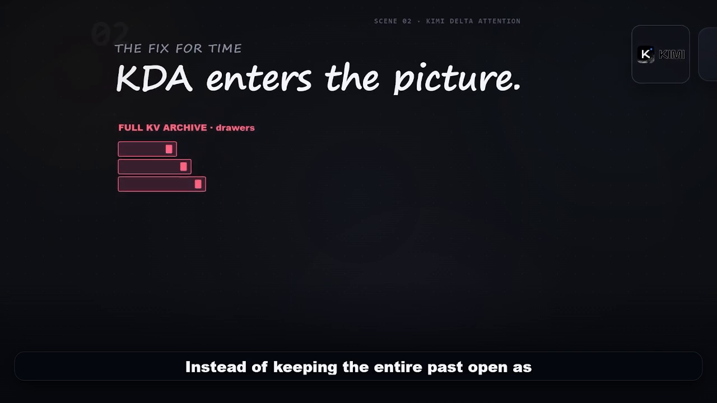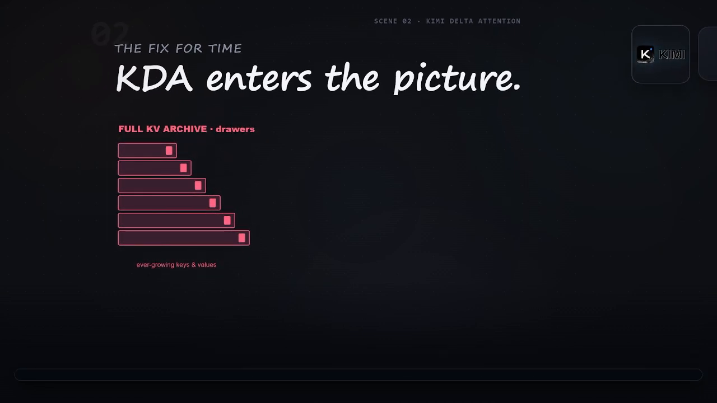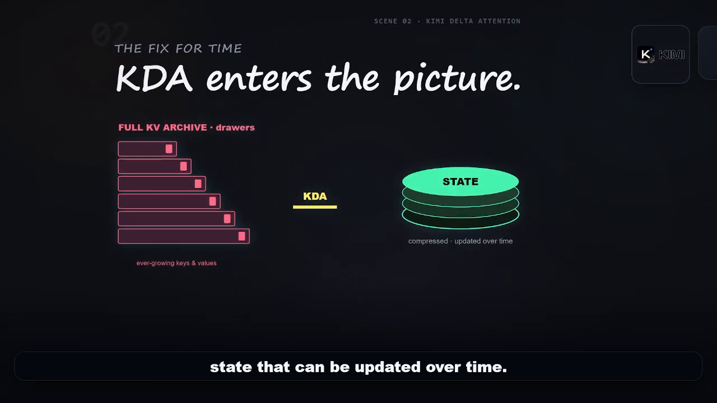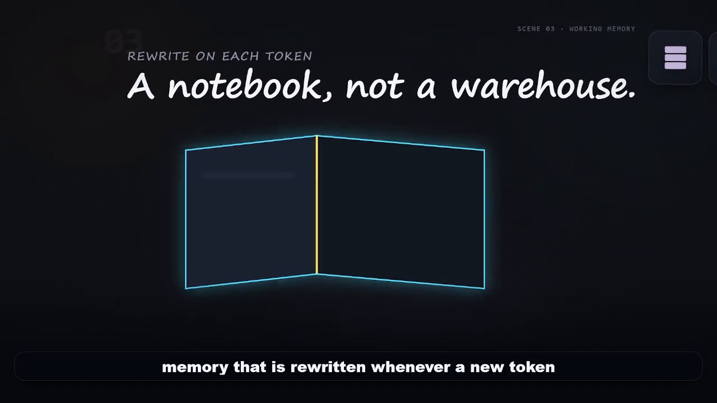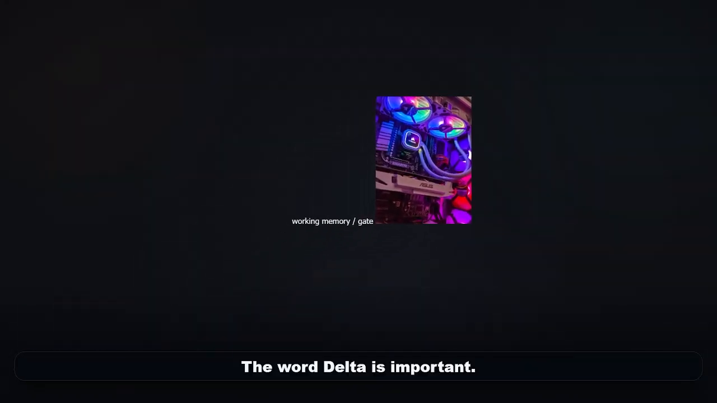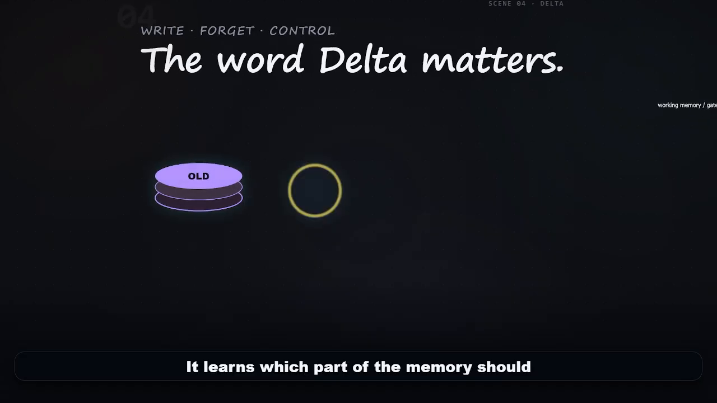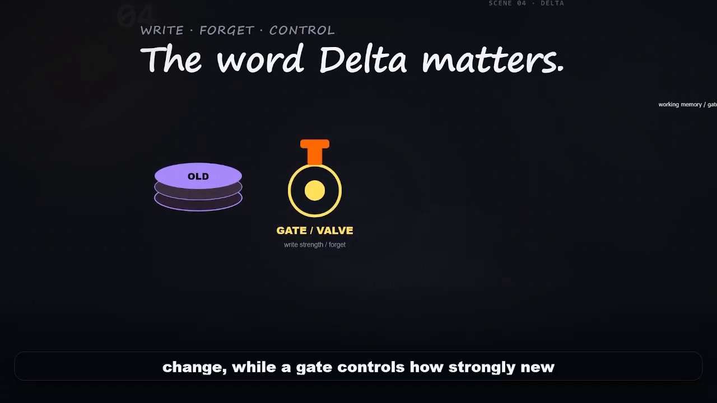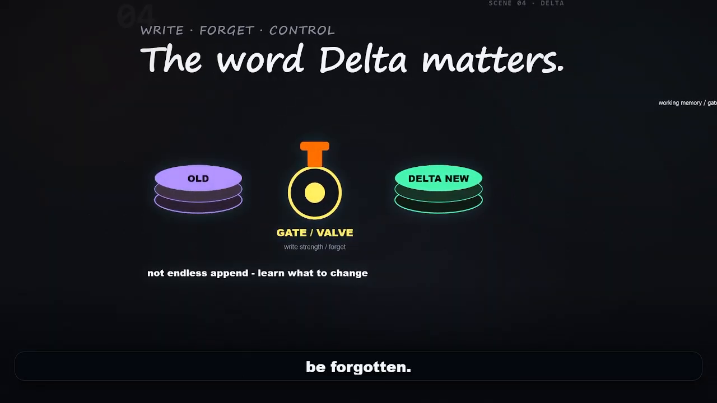Instead of keeping the entire past open as an ever-growing archive of keys and values, KDA tries to compress previous information into a state that can be updated over time. You can think of it as a working memory that is rewritten whenever a new token arrives. The word delta is important. The model does not simply keep adding information forever. It learns which part of the memory should change, while a gate controls how strongly new information should be written or old information should be forgotten.